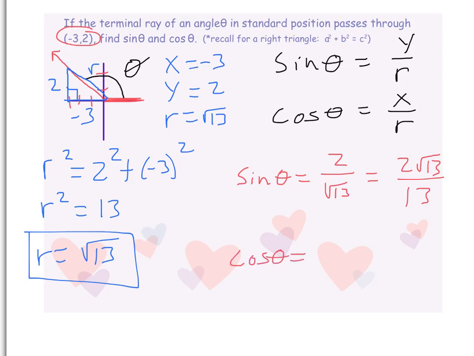Cosine of theta is x, which is -3, over r, which is square root 13. Once again, I'll rationalize. And there is angle theta's cosine value. Okay, a little bit different when that angle's over 90 degrees, but it's still all about x, y, and r.